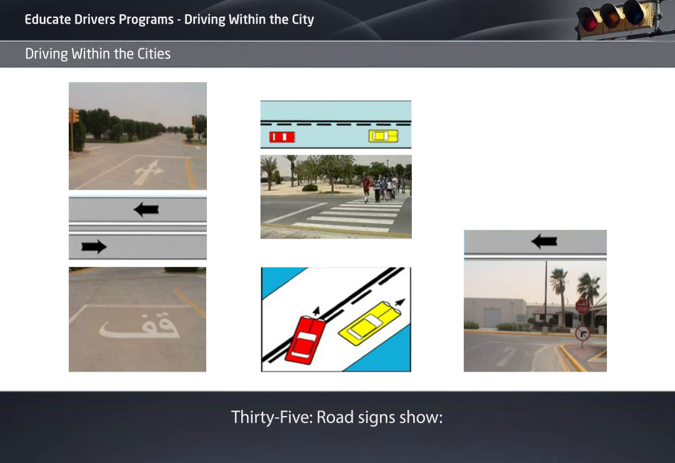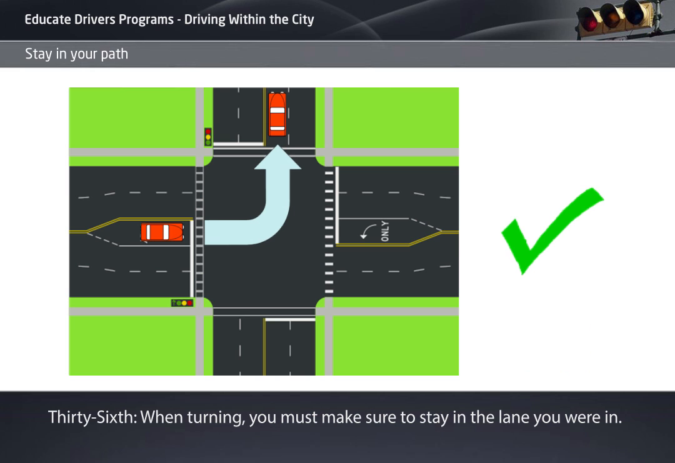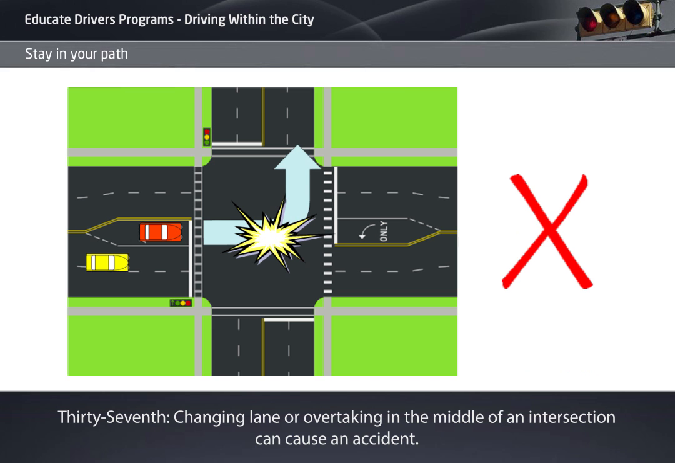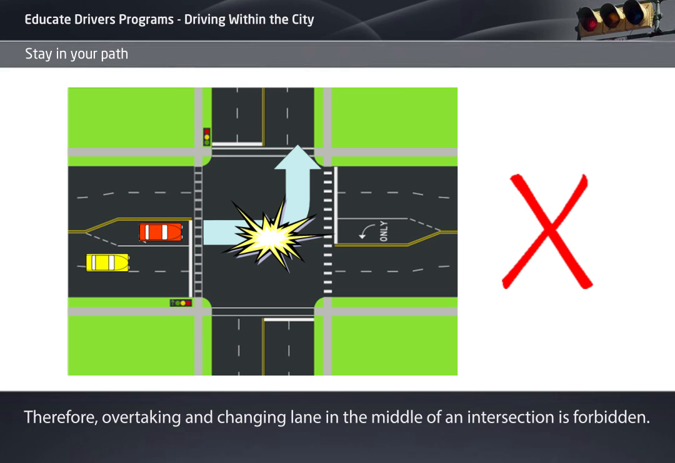35th. Road signs show 1. Where pedestrians can cross. 2. When overtaking is forbidden. 3. Where a vehicle should prepare to turn. 4. Where you must stop the vehicle when reaching an intersection. 36th. When turning, you must make sure to stay in the lane you were in. 37th. Changing lane or overtaking in the middle of an intersection can cause an accident. Therefore, overtaking and changing lane in the middle of an intersection is forbidden.